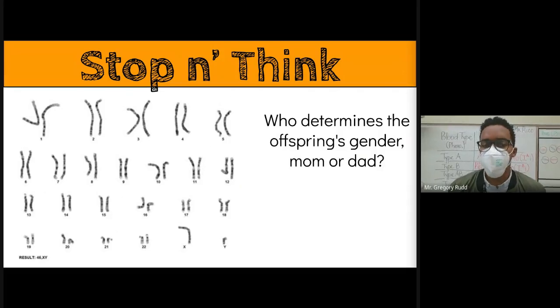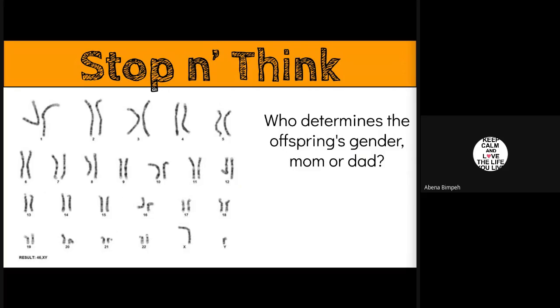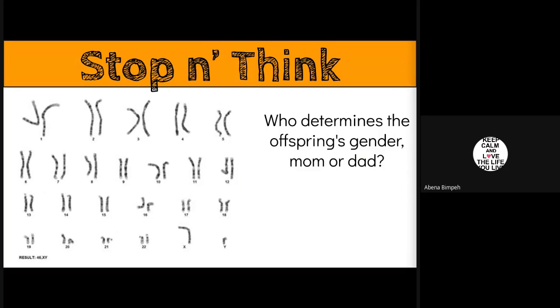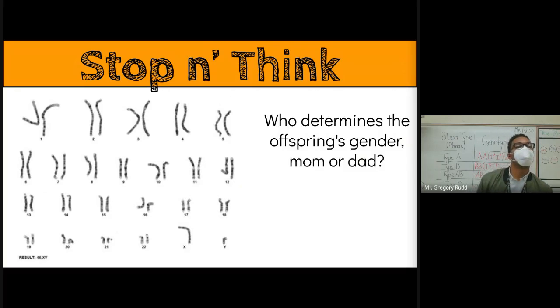So I want you to stop and think a little bit. Which parent determines the offspring's gender? The mother or the father? The father? Good, Abina. Can you explain that? I just figured. I don't know how to explain. Okay. Ashley? Yes, it's because the fathers carry a Y chromosome.